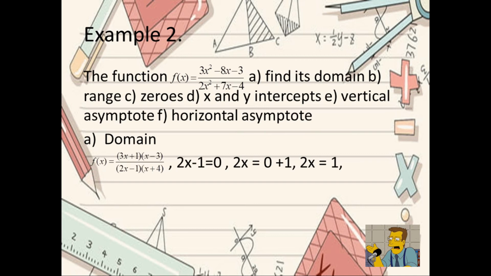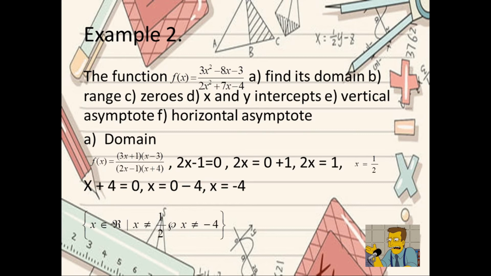denominator. So equate the expression 2x minus 1 equals 0. Then 2x equals 0 plus 1, and that is 2x equals 1. Then divide both sides by 2, and that is x equals 1 over 2. Okay, next, another factor, x plus 4 equals 0. Then x equals 0 minus 4, and x is negative 4. So meaning, the domain of the function is the set of real numbers such that x is not equal to 1/2 and x is not equal to negative 4.